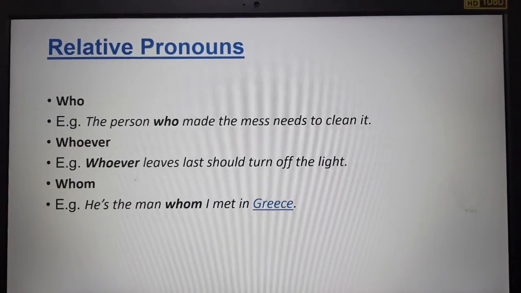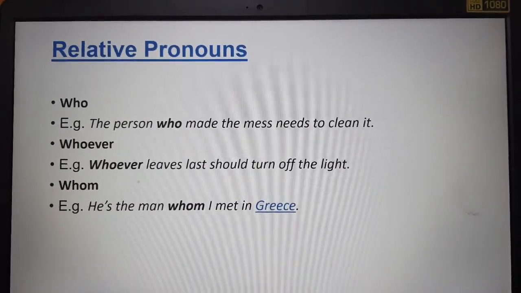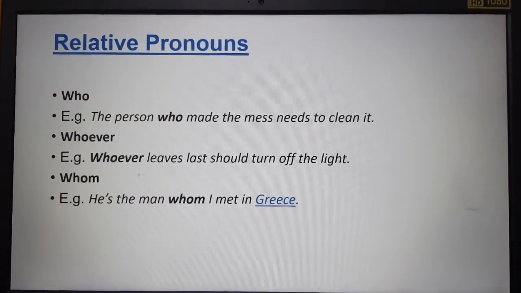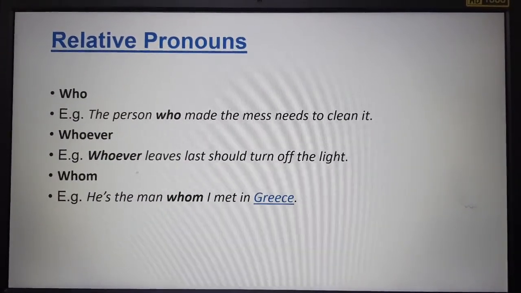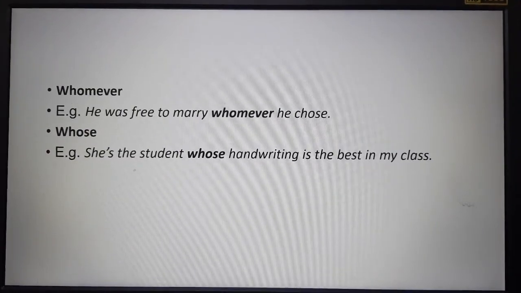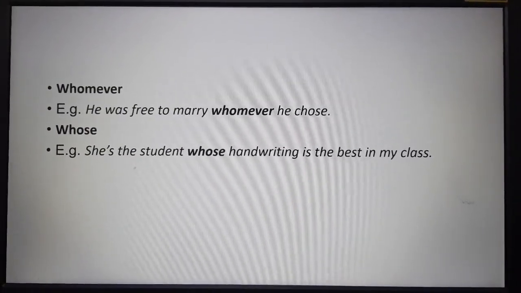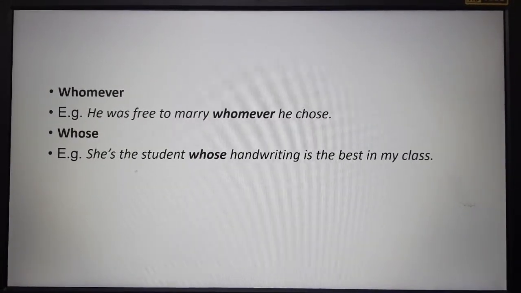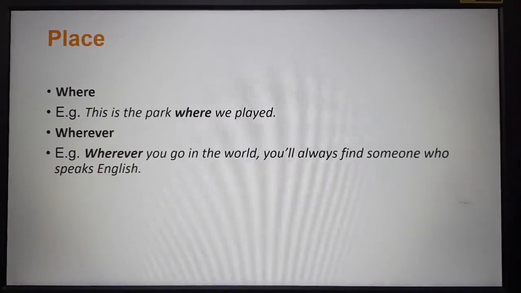Who: the person who made the mess needs to clean it. Whoever leaves last should turn off the light. He is the man whom I met in Greece. He was free to marry whomever he chose. She is the student whose handwriting is the best in my class.